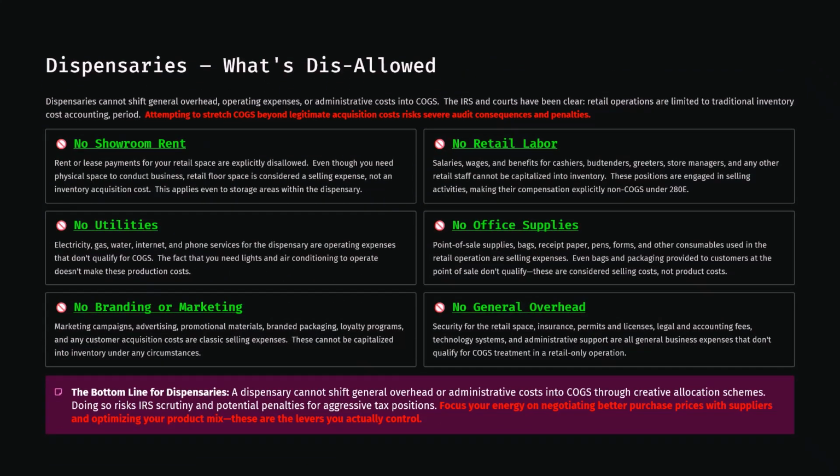For dispensaries now, what cannot be included? Anything that's considered general overhead or administrative expenses. So what does this mean? No rent for your showroom, no salaries for your cashiers, budtenders, or store manager, no utilities, no office supplies, no branding or marketing. And here's the warning. If you try to get creative and dump overhead into COGS, especially without documentation, you're asking for an audit. And the IRS has zero patience for dispensaries that push the envelope on 280E.